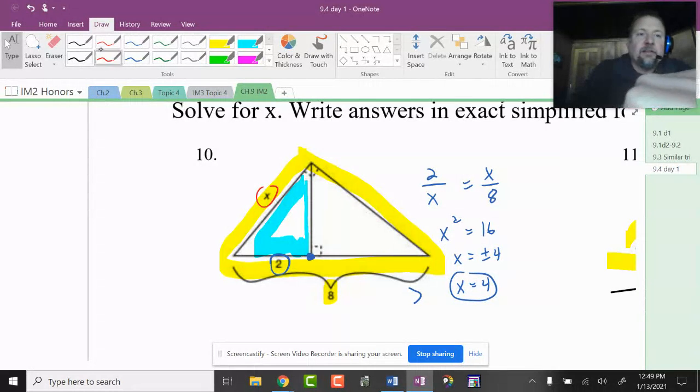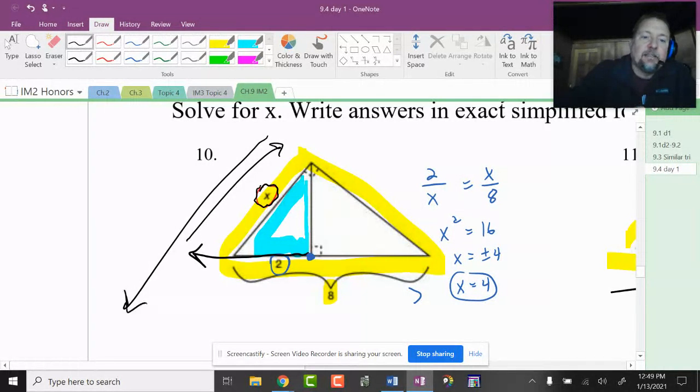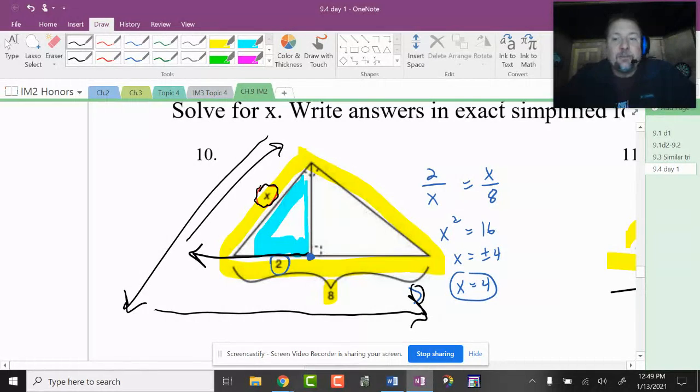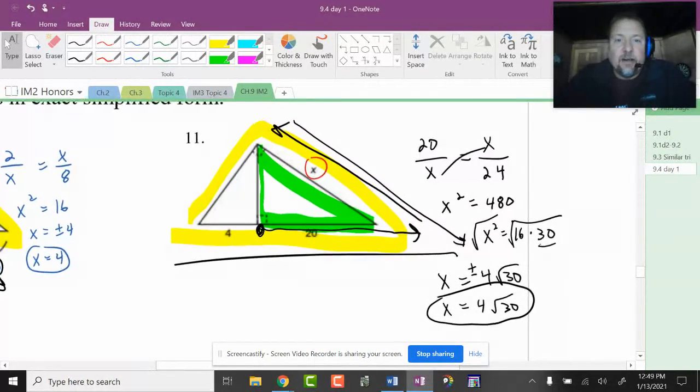So this one, we want to start in the middle because it's a leg that's given, not the altitude. Boom. That's the segment of the hypotenuse. 2 over x equals x, back down, over the whole hypotenuse. That's why you see that arrow there. So it is 8 that goes in that position. I had one like this where you just got to be careful.